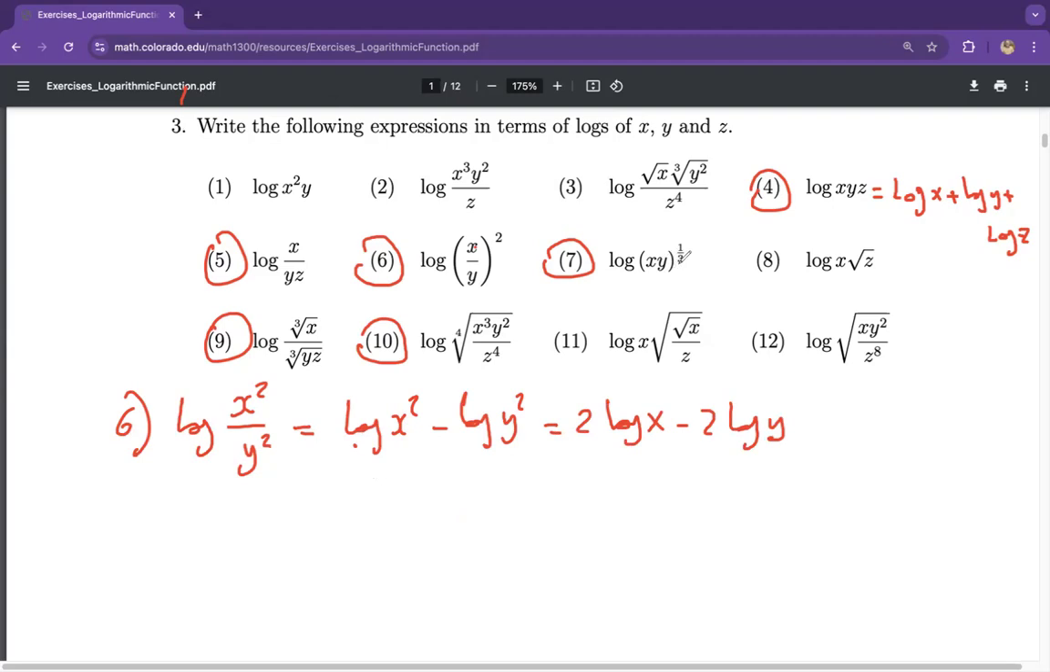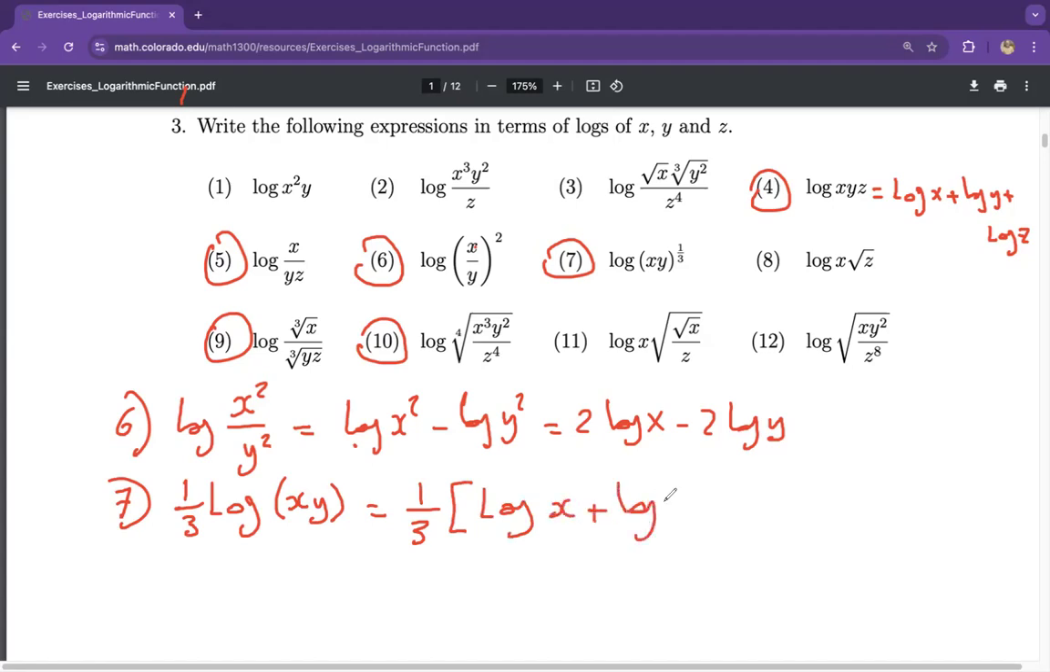Here, the same thing, the 1/3 belongs to here and to here, so you could distribute it here and here, or you could just bring the 1/3 down. So I'll do this differently then. I'll just bring the 1/3 down, and then I have log xy, which equals 1/3, and then I'm going to put brackets here, and I'm going to go log x plus log y, which will give me 1/3 log x plus 1/3 log y.